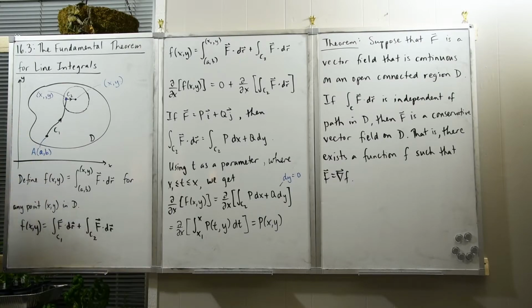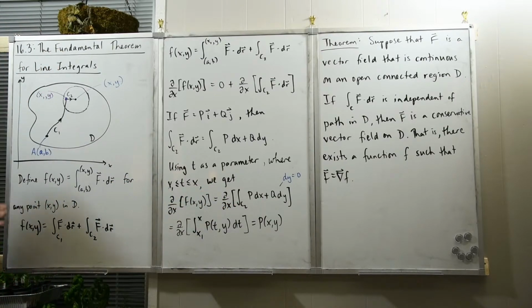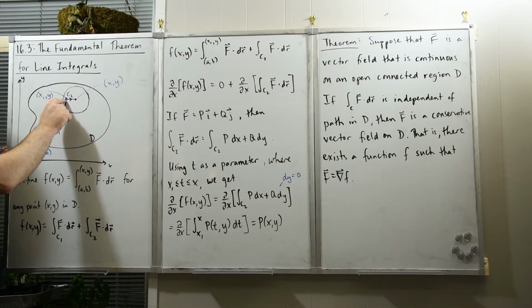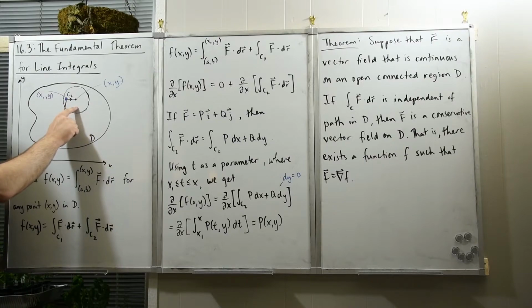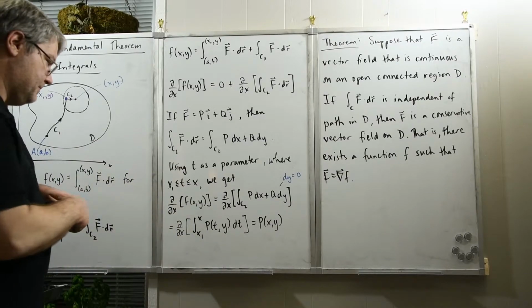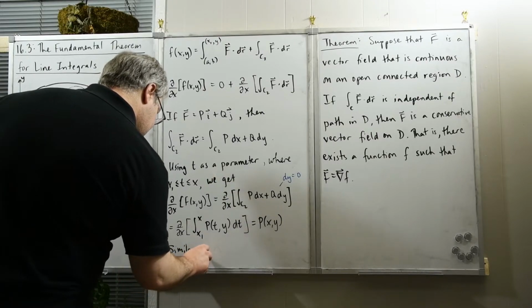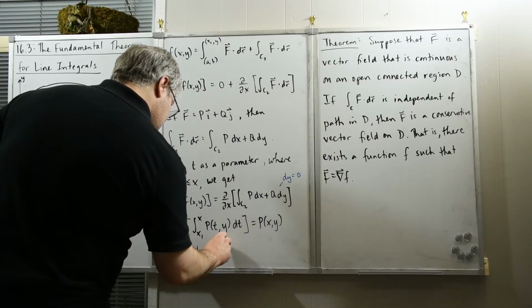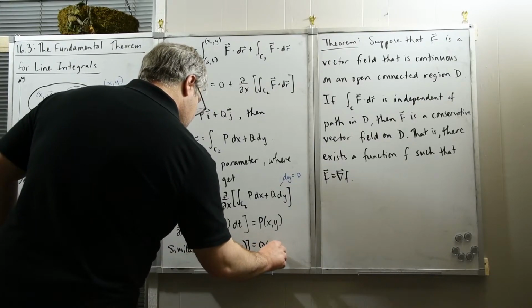Now, in a similar fashion, we can show that the partial with respect to y of f of xy is equal to q of xy. Basically, do the same type of argument, but instead of taking an x1 comma y here, you would take an x comma y1 here and then move up for your C2. So you'd have a path C1 that would take you to a point down here, and then C2 would take you from that point up. So in a similar fashion, the partial of f of xy with respect to y is equal to q of xy.